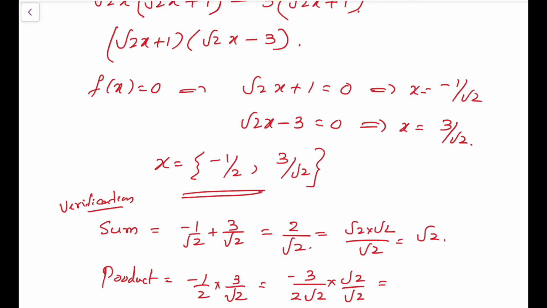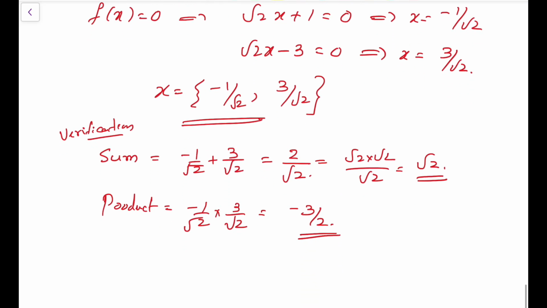So read the question. This is what was given. Sum is root 2 and product is minus 3 by 2.